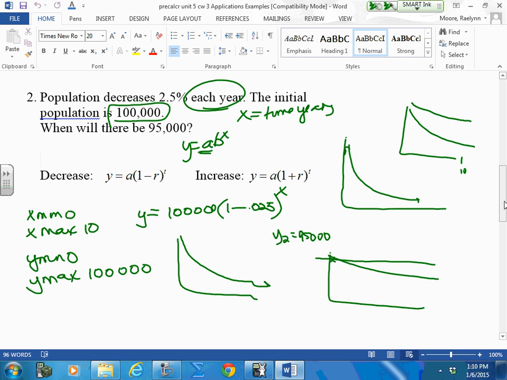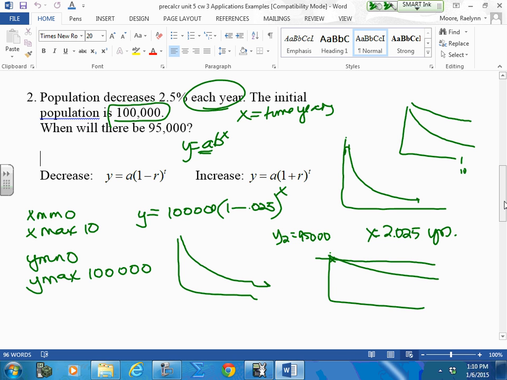So you got the X at 2.025? Yeah. It'll take a little over 2 years for this to decrease to 95,000. It's not asking to decrease that much each year, and you're only asking from 100,000. You're losing 5,000 people. So you can kind of estimate it. 2.5% is 2,500 people right there.